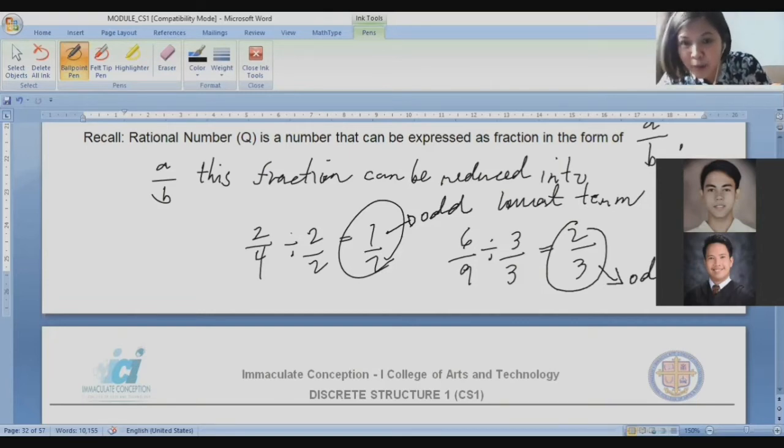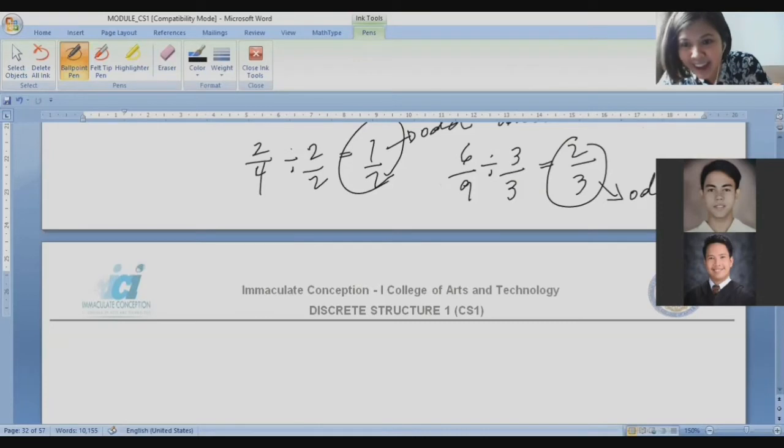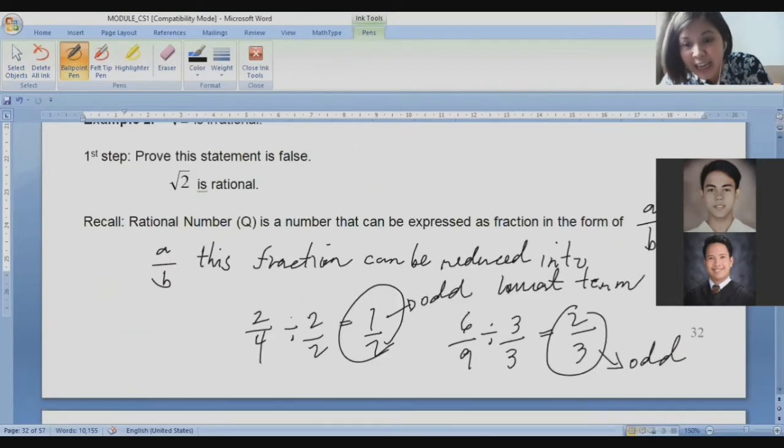Ang irrational numbers, sa kabilang banda, syempre, cannot be expressed as fraction. Hindi mo ma-express as fraction ang irrational. So, pag rational, pwede mo siyang gawing fraction na pwedeng i-lowest term, na pag ni-lowest term mo, yung numerator or denominator pwedeng parehas odd o kaya alin sa kanila isa yung odd number. Yan yung rule ng rational.